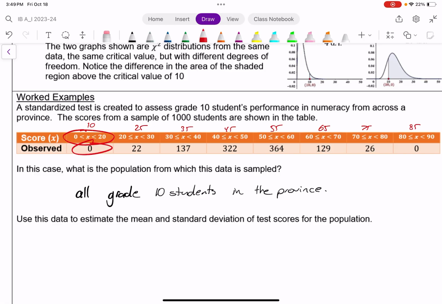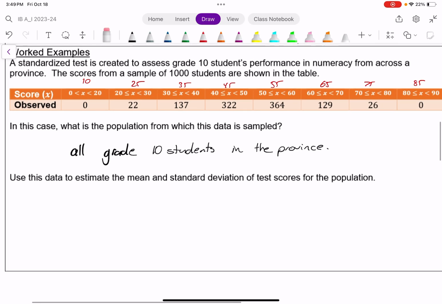And keep in mind, I don't actually know how many of these 22 were exactly at 21 or 22 or so on. I just have this range for each, and hence I'm using those midpoint values. That should be pretty quick. We've done those things before.